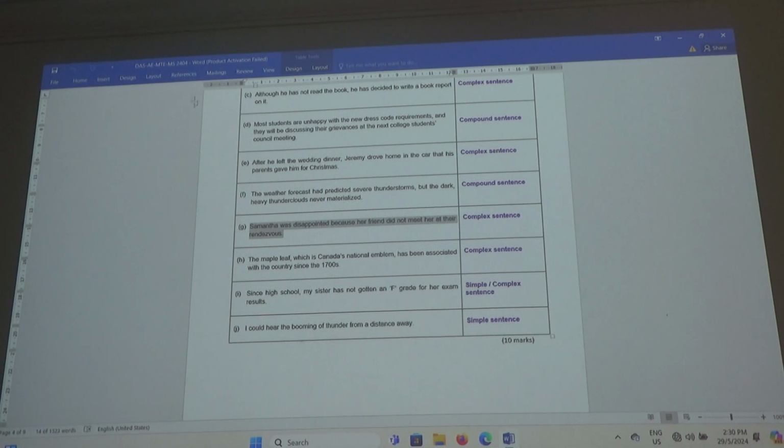Alright? That's why you can say Samantha was disappointed. Can we put a period here, a full stop here? We can. Samantha was disappointed. But that is the independent clause. The dependent clause is because her friend did not meet her at their rendezvous. Because her friend, that is a dependent clause. It needs something to support it. That's why it's complex. Don't go, okay?